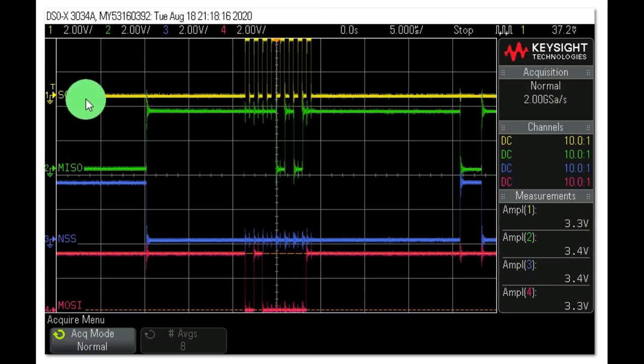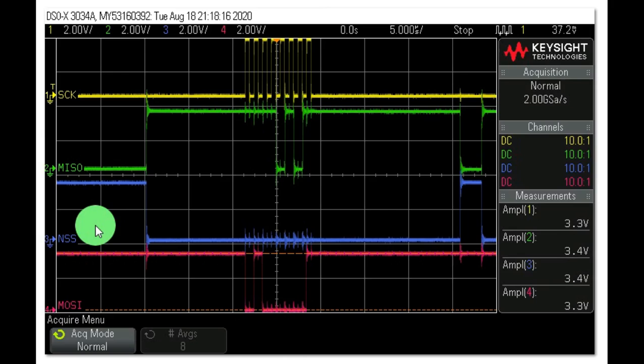Okay, so let us see the default state of all these four signals. The default state of the clock is low. The MISO default state is low, and you can see the NSS default state is high, and also the MOSI default state is high. So how will you debug your board? By looking at these signals. To start communication using the SPI protocol, your chip select pin has to go low.